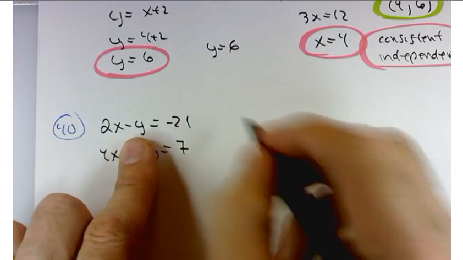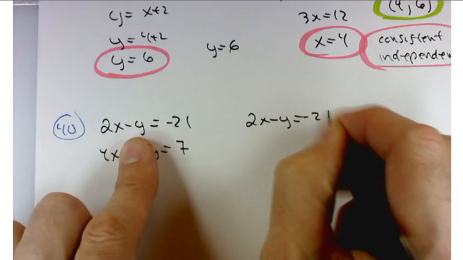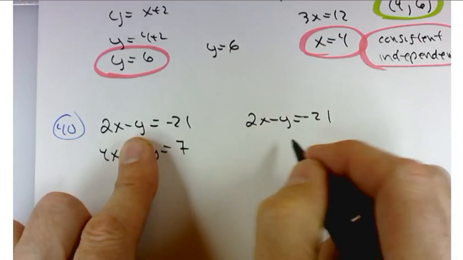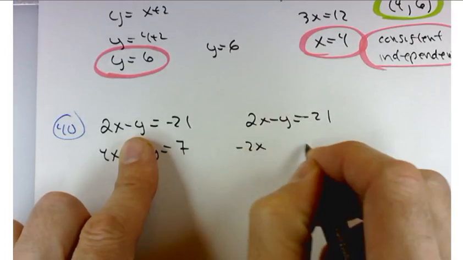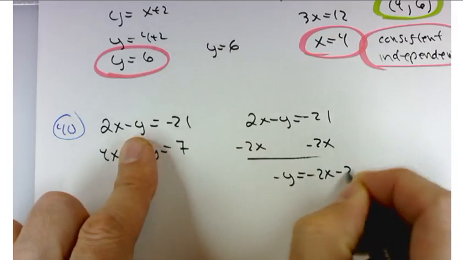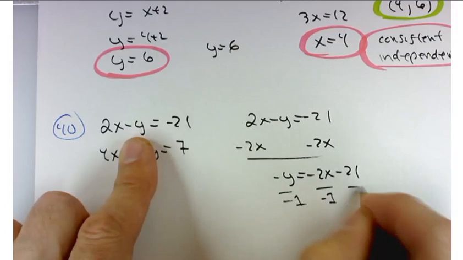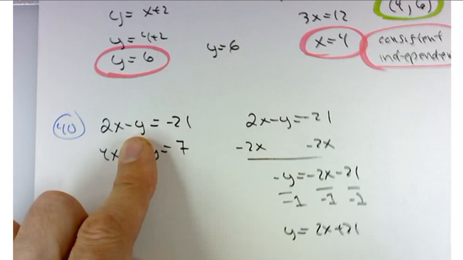You can do that in a couple ways. 2x minus y equals negative 21. You could subtract 2x from both sides and get negative y equals negative 2x minus 21, and then divide by negative 1 everywhere and get y equals 2x plus 21. And that's fine.